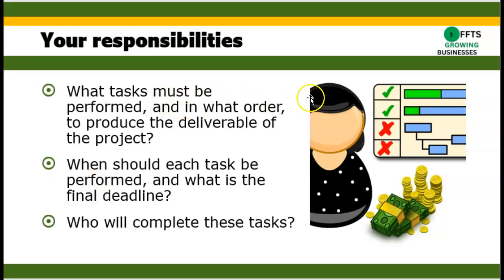So what are your responsibilities? You have to determine what tasks might be performed and in what order to produce the deliverables. Whatever the project is delivering, is it a house? What tasks do I have to do? You have to do that. The order, the sequence, what goes before what, you have to determine that. When should each task be performed and what is the final deadline? You have to determine the start date. And not only that, if there is an imposed deadline, you have to be aware of that, because what you want to do is to finish within the deadline.